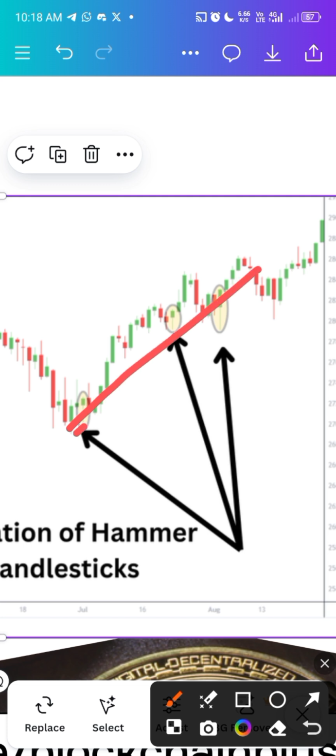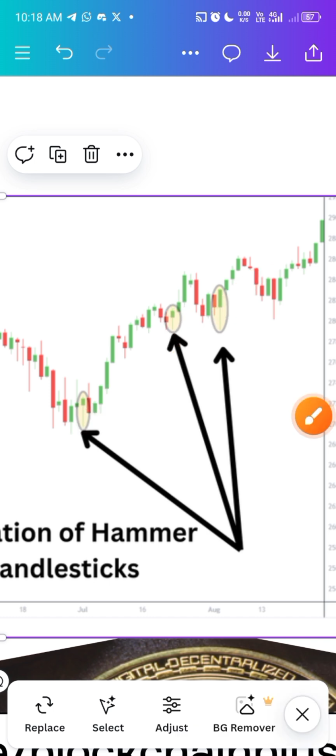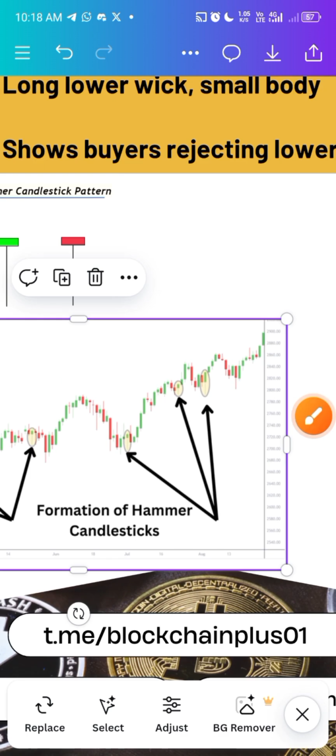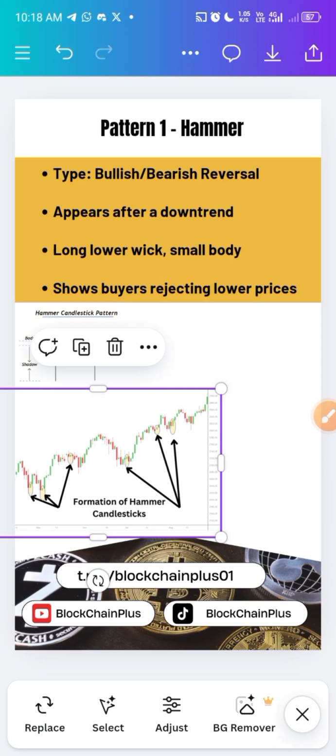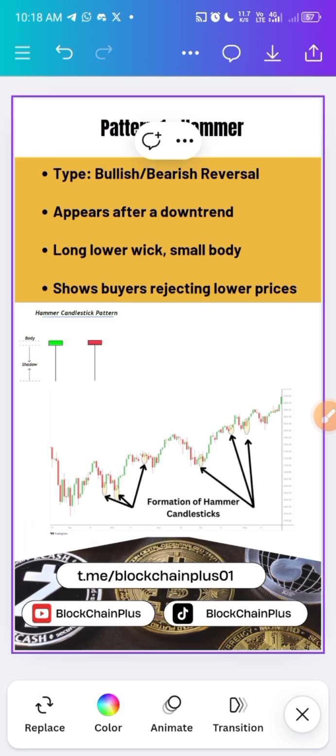Then there is a trend line. You see it happening around the trend line, you know that the trend is continuing. So that is how you use this particular pattern, which is the hammer pattern. Now let's look at the other ones. Let's look at pattern 2.